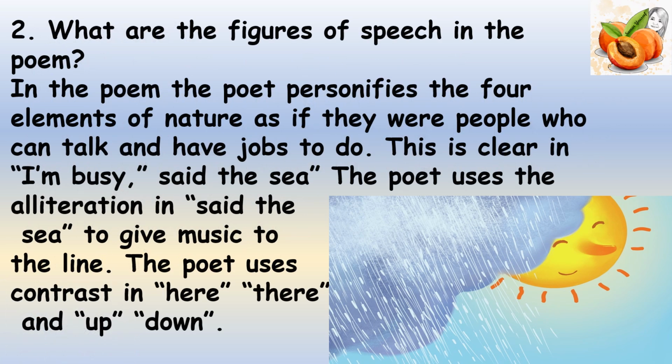Two. What are the figures of speech in the poem? In the poem, the poet personifies the four elements of nature as if they were people who can talk and have jobs to do. This is clear in I'm busy, said the sea. The poet uses alliteration in said the sea. The poet uses contrast in here, there, and up, down.